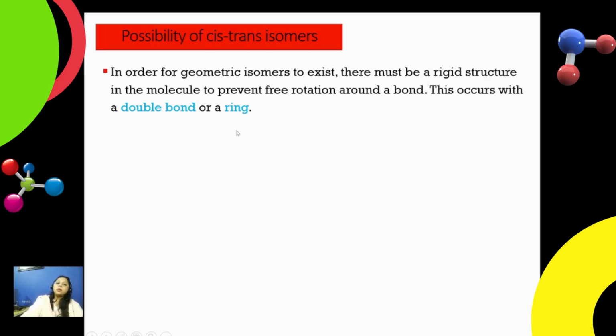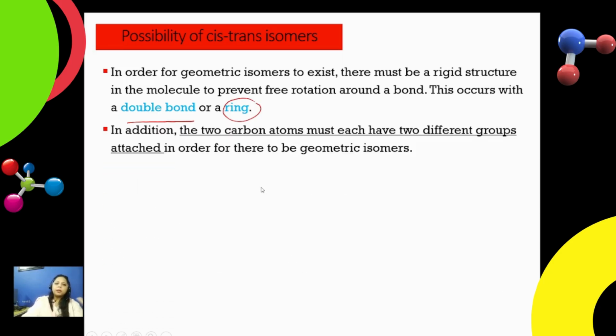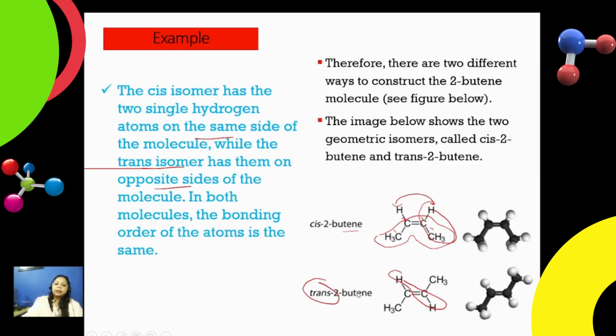So let's see what the possibility of cis-trans isomers is. As we have discussed earlier, when there is a double bond, only then are there more chances of stereoisomerism, or a ring. A ring means a benzene is present, or it's a cyclic structure, where the atoms can rotate. In addition, the two carbons must have two different groups. If it had all hydrogens on its sides, like ethene, definitely it's not going to be a stereoisomer. Or if it's propene, it won't be a stereoisomer, because it should be attached to two different groups.